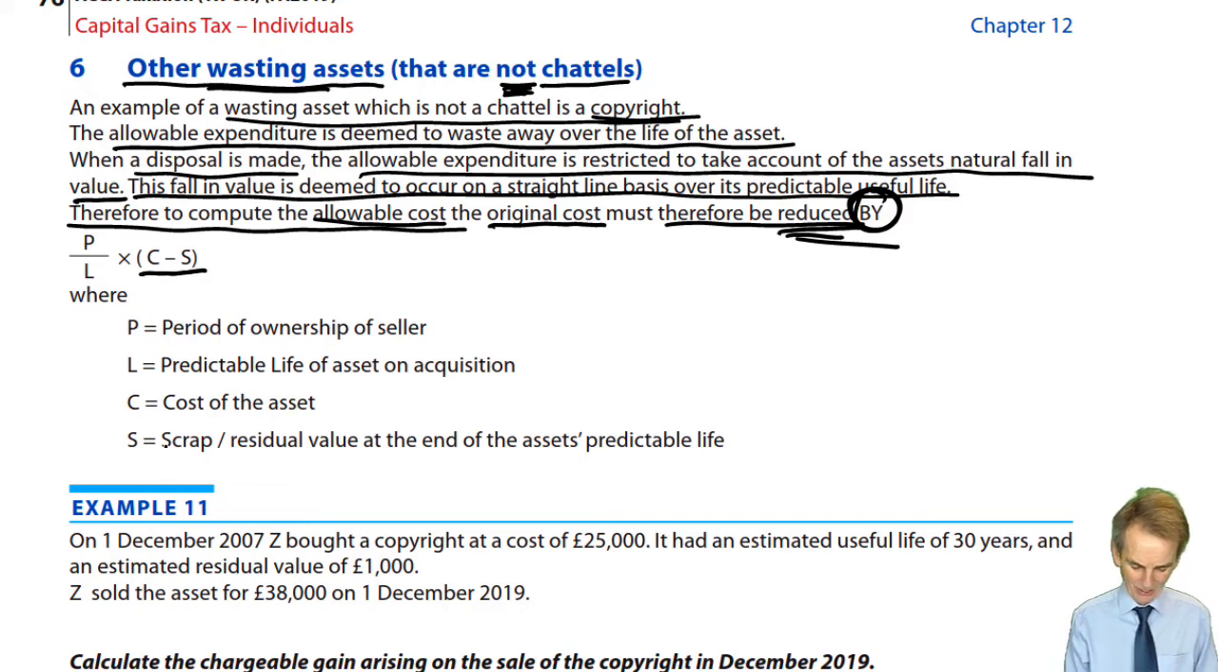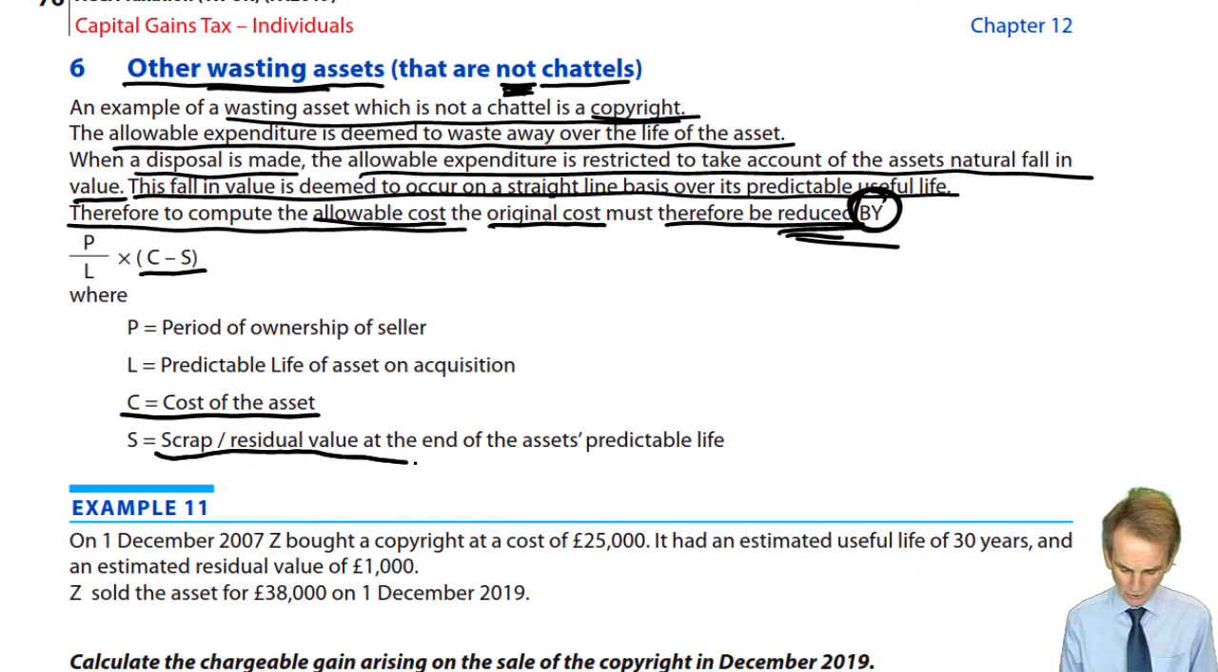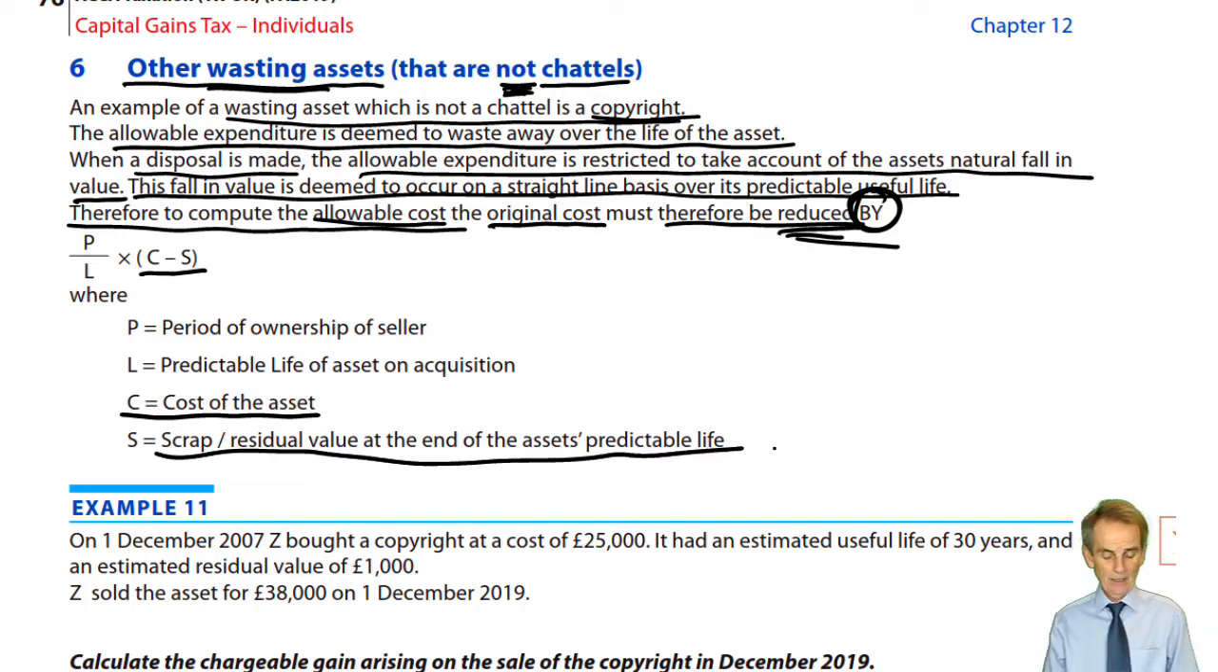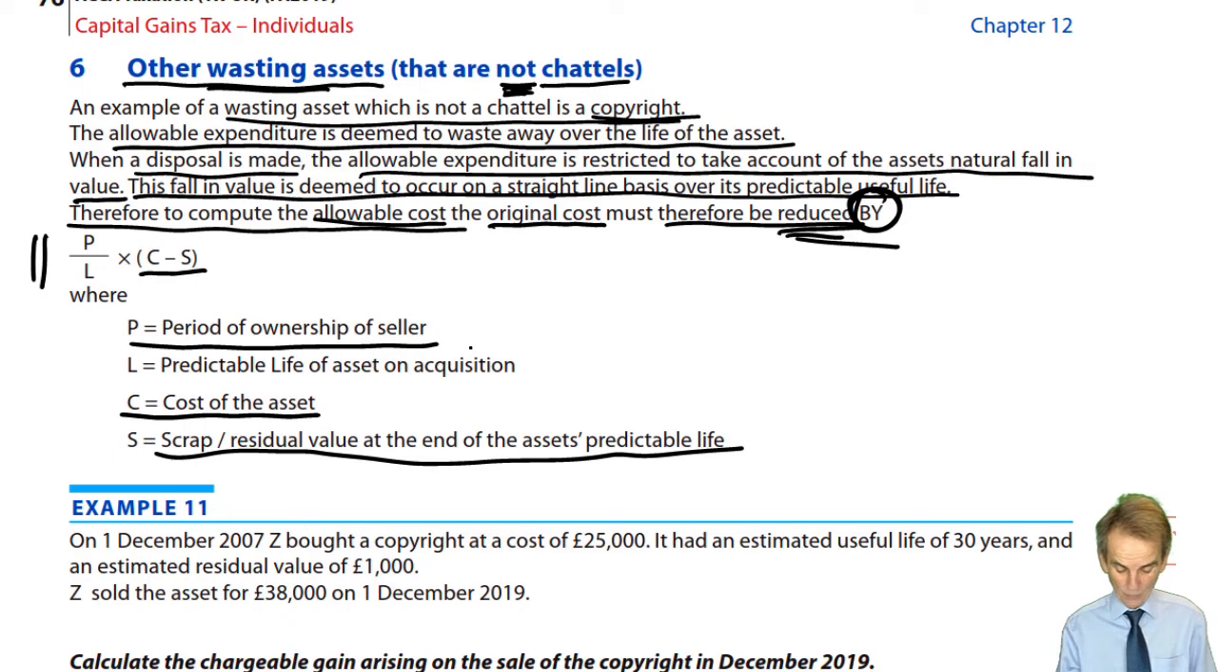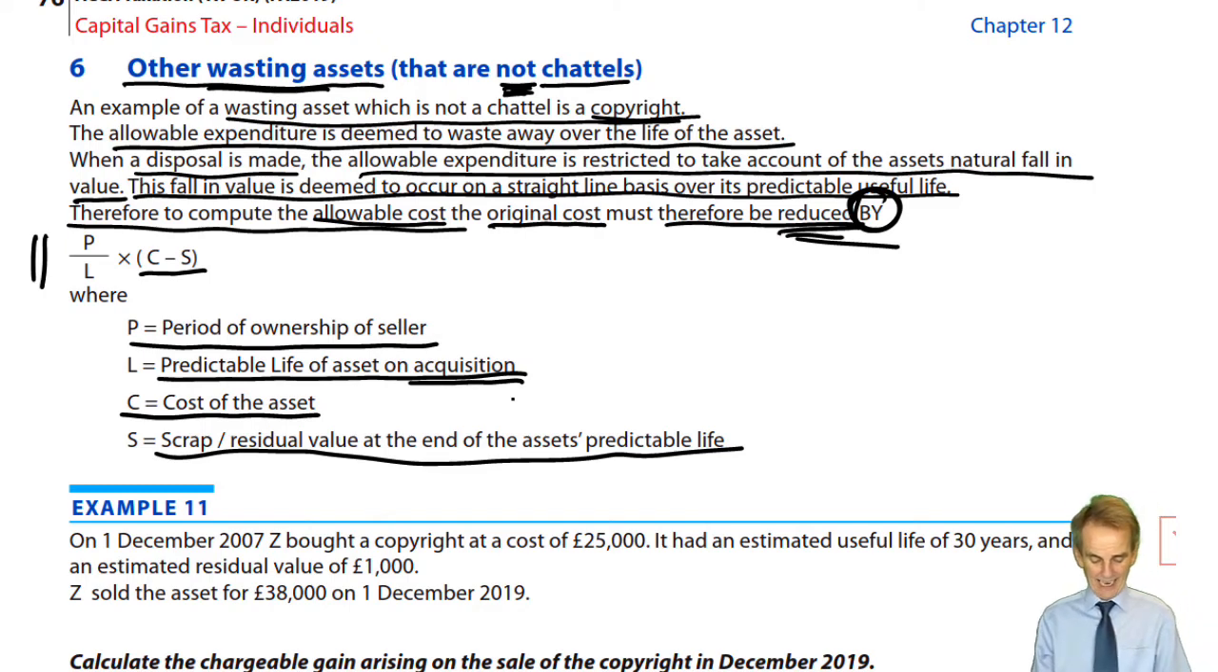Well, here, C minus S. C, obviously, the cost of the asset, minus S, which may or may not be given in an exam question, as it may or may not exist, if there's any scrap or residual value at the end of the asset's predictable life. So if it has some value at the end of the life, it's effectively the net cost that we're taking, the original cost less the scrap value. And we're going to reduce it for the period of ownership that the taxpayer has had, because we're going to multiply it by P over L. P, the period of ownership of the seller. So how many years have we owned that particular asset? Over L, the predictable life of the asset on acquisition. What was the predictable life of the asset on acquisition?